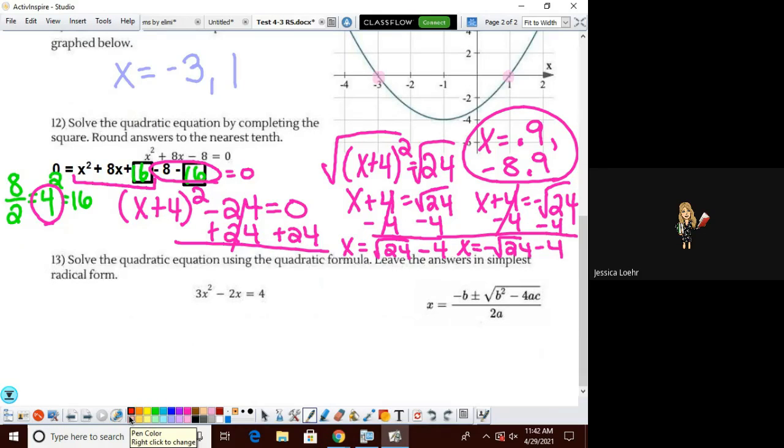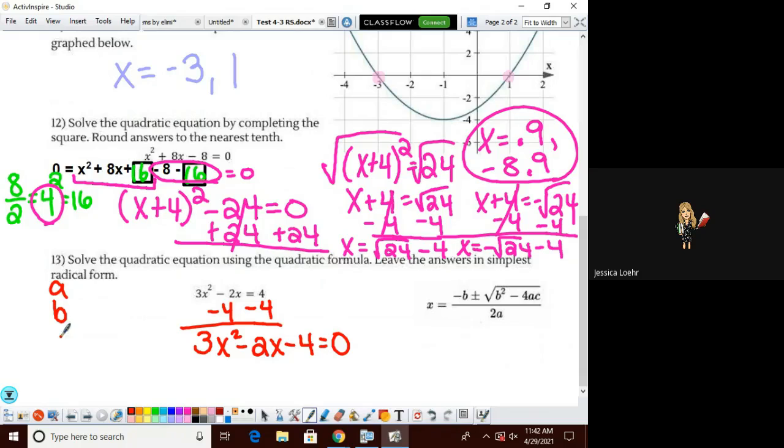Number 13 is the quadratic formula question. You have the quadratic formula right here. You don't have to memorize it. First thing you have to do is get it equal to 0. You cannot tell me A, B, and C yet. So you're subtracting 4 on both sides. Then you're telling me A, B, and C. A is 3, B is negative 2, C is negative 4.